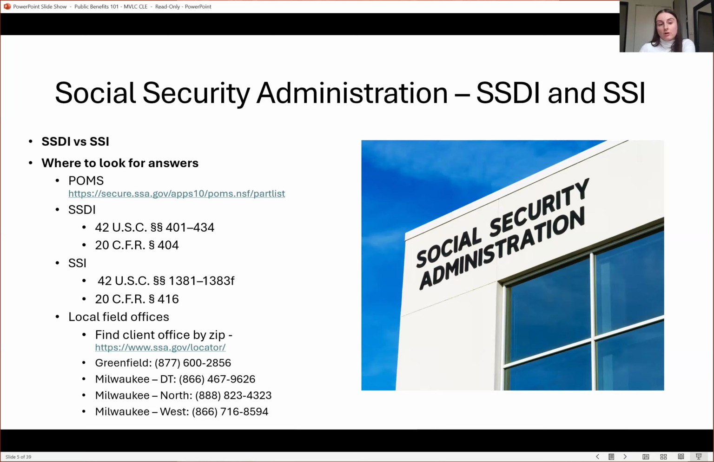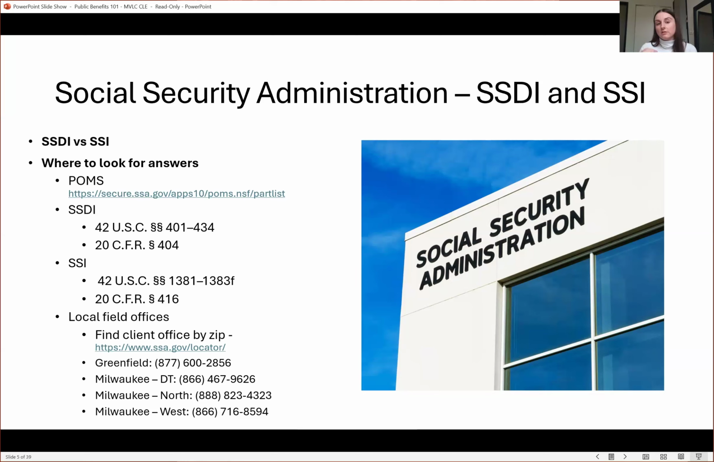There's the law, the federal laws that govern them right there, but I would definitely start with the POMS, the Program Operation Manual. It is very complex, expansive. There's a lot of information in the POMS, and sometimes it can be difficult to navigate, but it is organized by benefit, and you'll get the answer to pretty much any question in there.